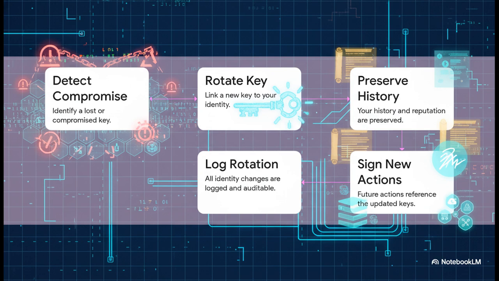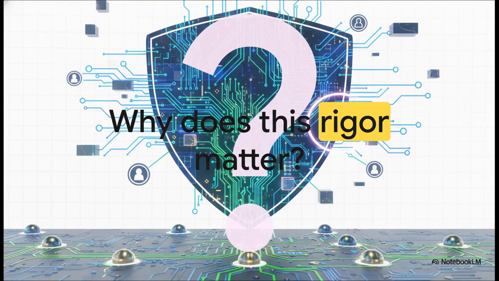You need to have this playbook burned into your memory. The moment you suspect a compromise, you generate a new key pair, and you update the link to your existing identity. The best part? Your history and reputation are totally preserved. All future actions just use the new, secure key, and the whole event is logged on-chain for everyone to see. So why are we so obsessive about all this? All these procedures, this rigor? It's not just security theater. It's about building real, tangible, and measurable trust across the entire network.